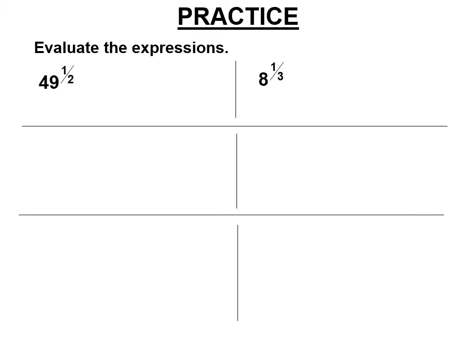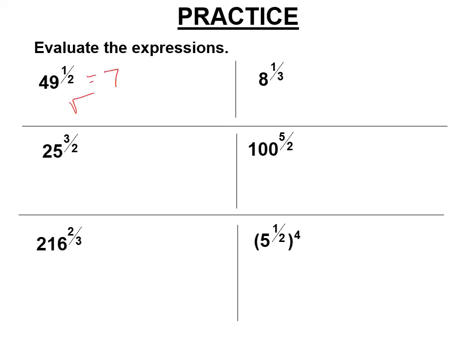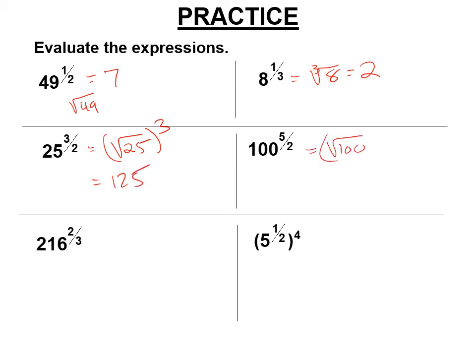So let's practice all this. 49 to the 1/2 is 7, right? Because that's the square root of 49. 8 to the 1/3 is the cube root of 8, which is 2. This is the square root of 25 cubed. Square root of 25 is 5. 5 cubed, 125. This is the square root of 100 to the 5th power.